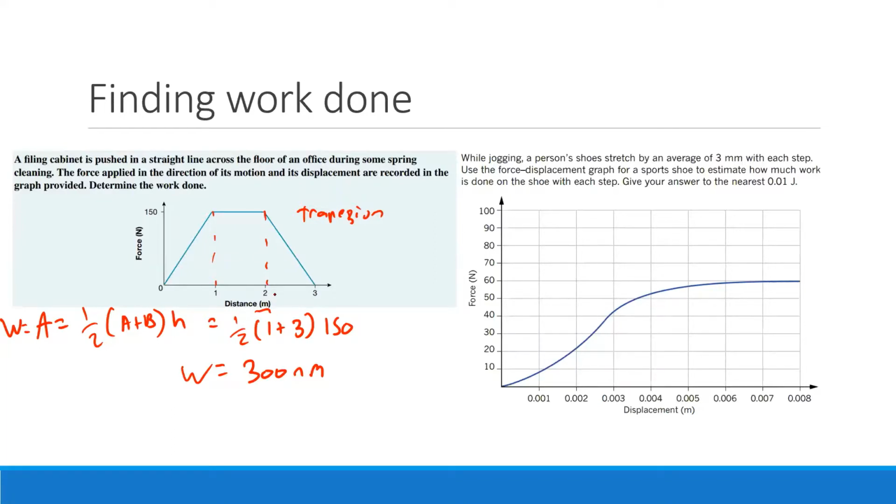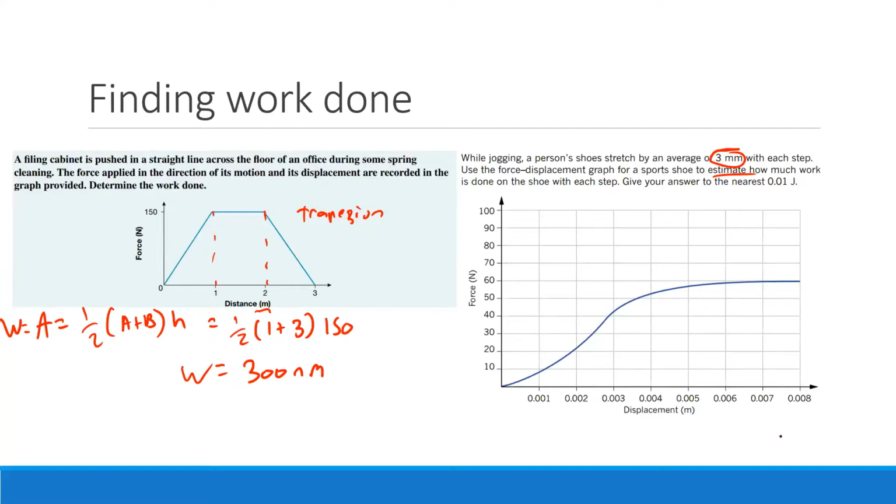On the right, though, we've got another example here, and this is more reminiscent of the other ones where sometimes you're just going to have to make estimates and give your answers. So it says estimate. In this case, we've got a jogging shoe. While jogging, a person's shoes stretch by an average of 3 millimeters with each step. Use the force diagram.